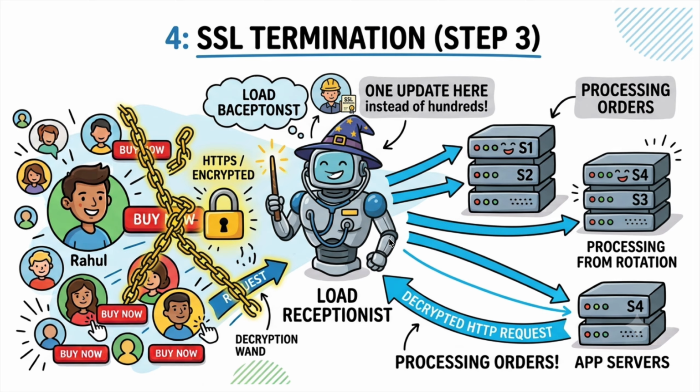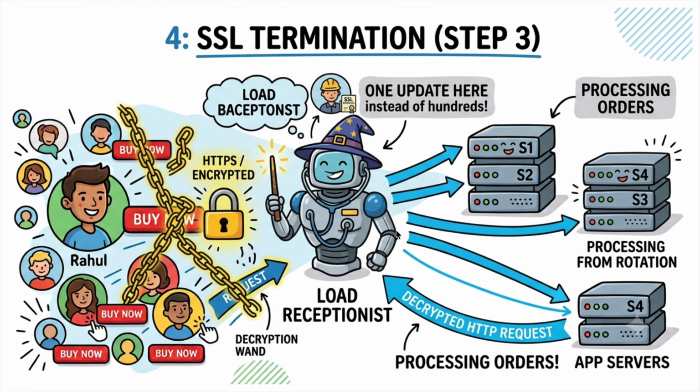First, Rahul's request has another obstacle: Rahul is shopping over HTTPS, which is encrypted data. That means his request is encrypted. Decrypting these millions of encrypted requests every second is very expensive. Instead of asking every application server to perform the decryption, the load balancer does it once. It then forwards the decrypted request to the backend servers. Now, the application servers can focus entirely on what they do best, processing orders.